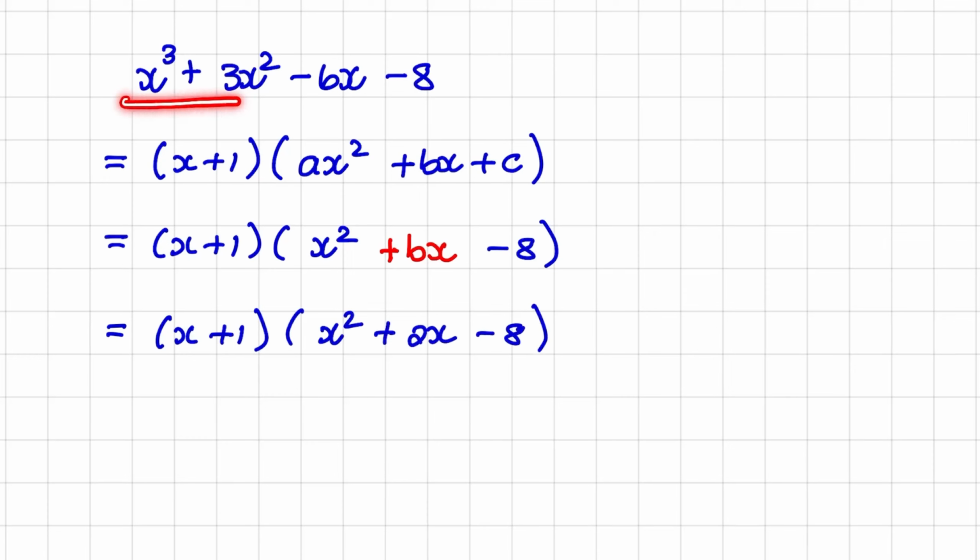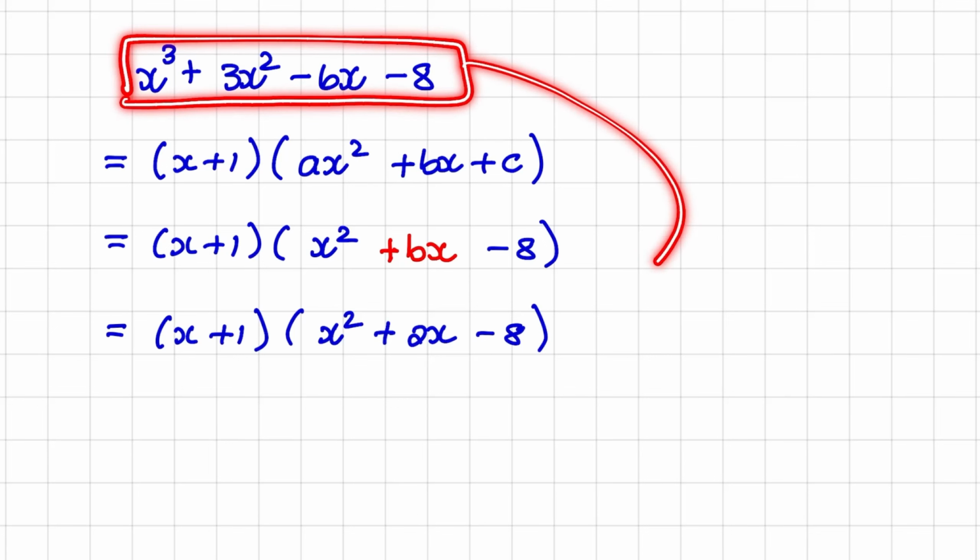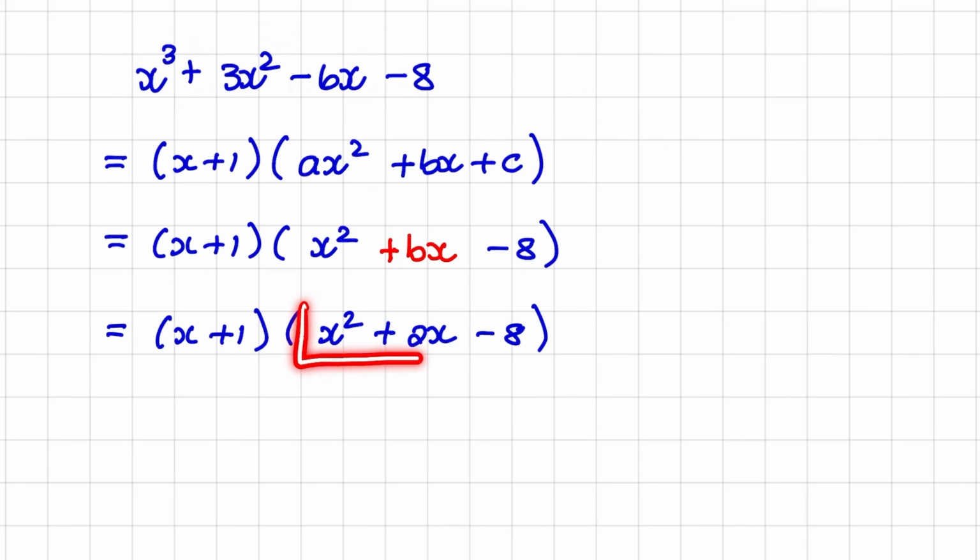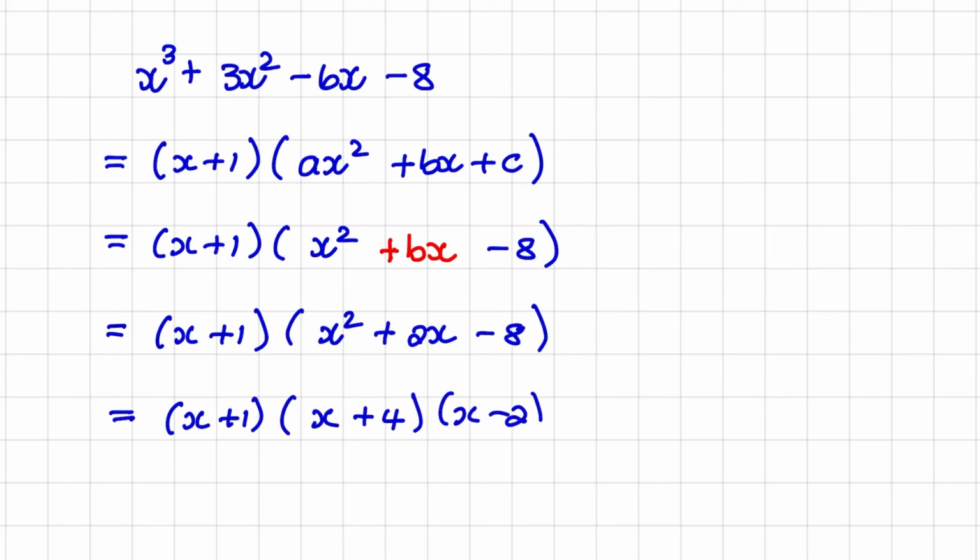Now I have factorized this cubic expression, and I just check whether or not I can factorize this trinomial further. And I see that it is possible, so it's x plus 1 times x plus 4 times x minus 2. So when I factorize this trinomial, it leads to x plus 4 times x minus 2. And that is my final factorization for this cubic expression.